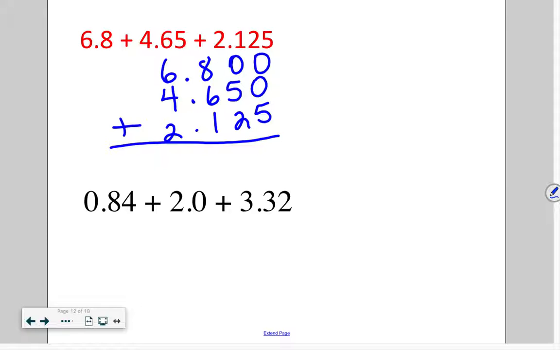0 plus 0 plus 5. 5. 0 plus 5 plus 2. 7. 8 plus 6 is 14, plus 1, 15. Put your decimal and carry a 1. 6 plus 4 is 10, plus 1, 11. 11 plus 2 more, 13. So 13 and 575 thousandths should be my correct answer.